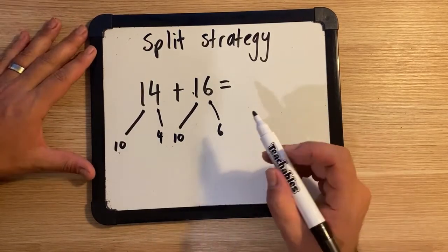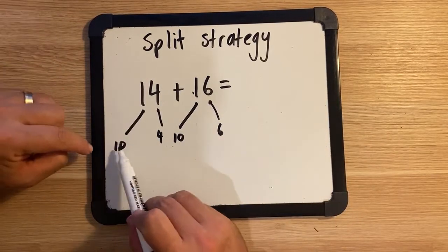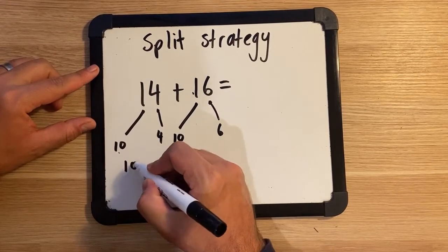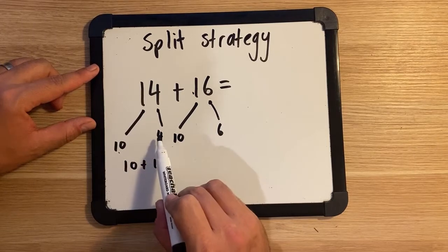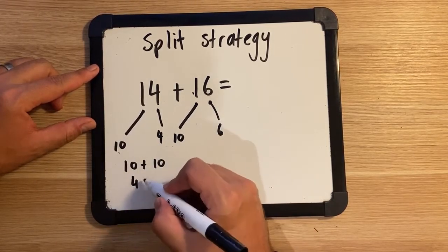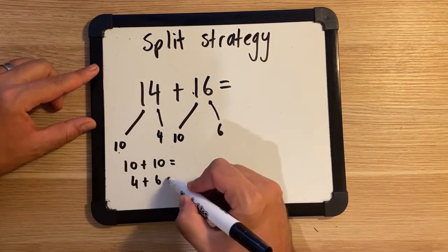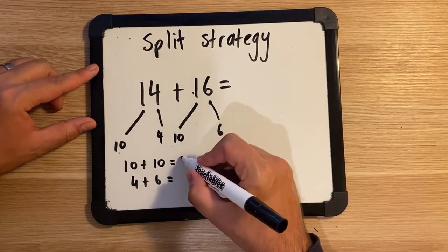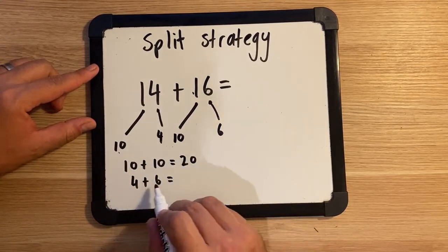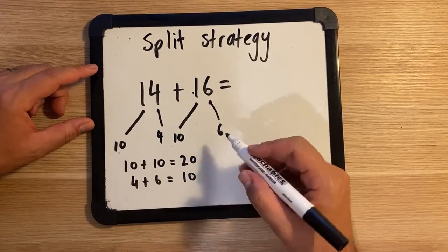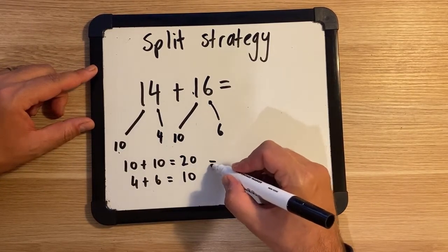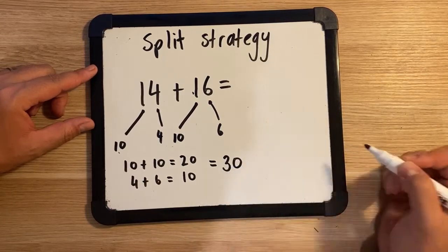Next, what we have to do is find our friends. So the 10s go together. So we write down here 10 plus 10, because there are 2 10s. And then a 4 and a 6. 4 plus 6. So 10 plus 10 we know is 20. 4 plus 6, hey, that's a friend of 10. Let's put these guys back together again. 20 plus 10 equals 30.